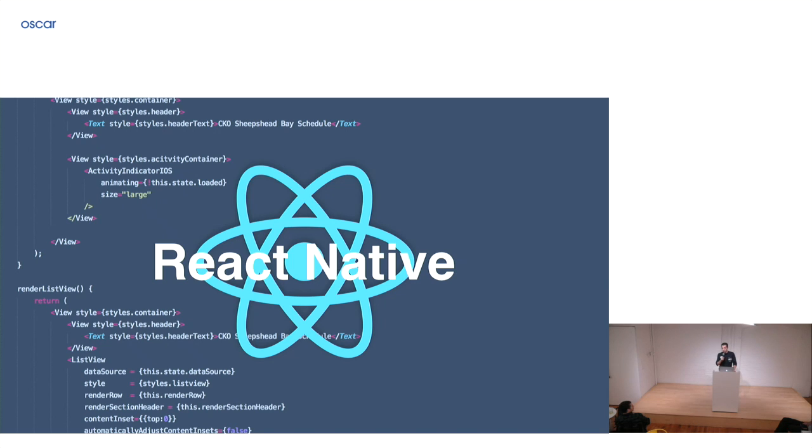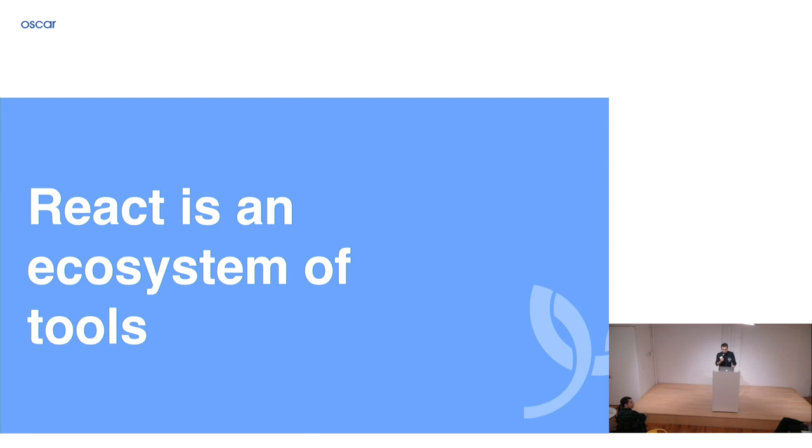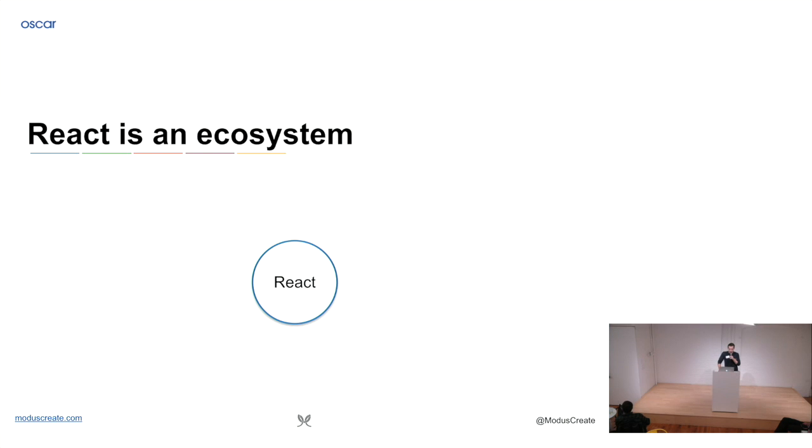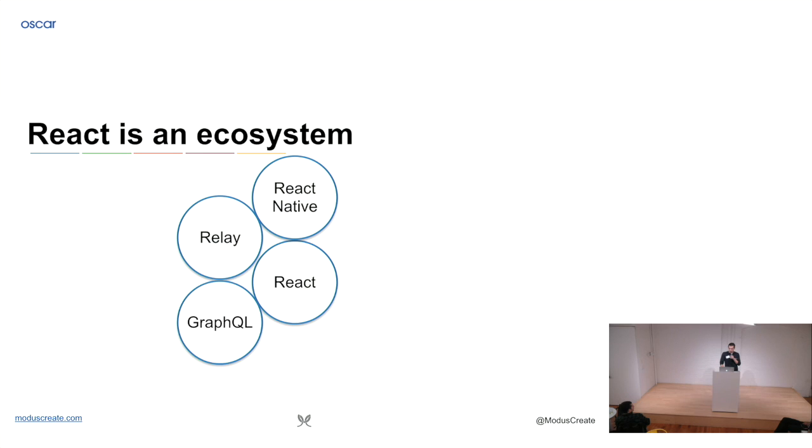So let's talk about React Native and what's so special about it. So let's step back before React Native. React itself is an ecosystem of tools. So React powers a bunch of things. It powers React Native, powers a thing called Relay. It's used hand in hand with React Native. And GraphQL, that came with Relay.